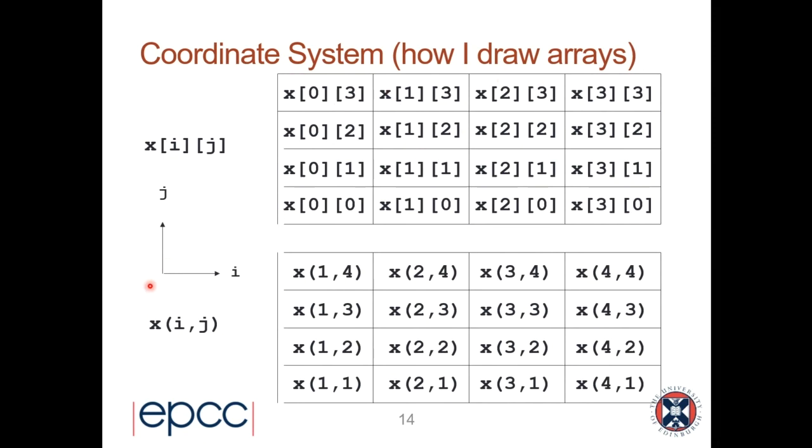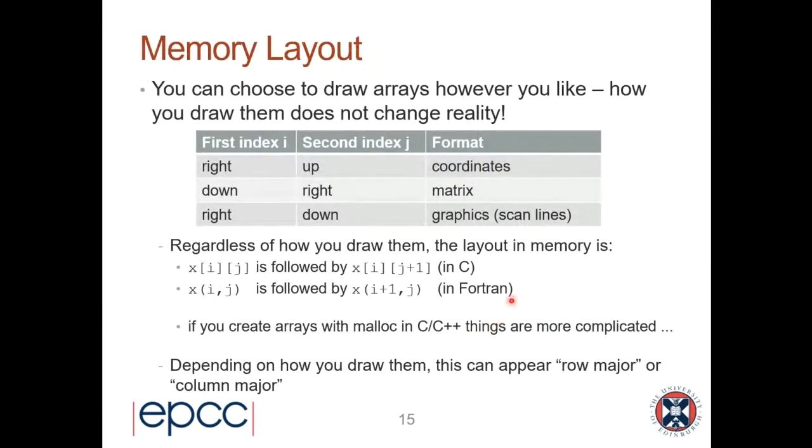But I'm going to draw the arrays so that I goes along and J goes up, because I'm thinking of a coordinate system. So for a C array, I would draw it like this: X3,3 there, X2,3 there, X1,3 there. A Fortran array is just shifted by 1. So that's how I'm going to draw them. This is going to affect what we call along and down. And actually, you can choose to draw arrays however you like. It doesn't change reality. You can draw them as first index right, second index up. That's coordinates, X, Y. First index down and second index right is a matrix. But if you're a graphics program, you would do first index right and second index down, because that's graphics scan lines.